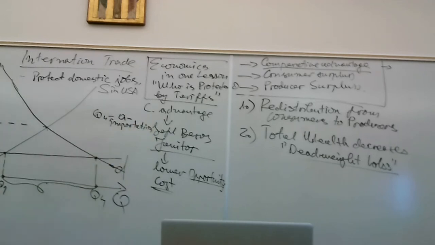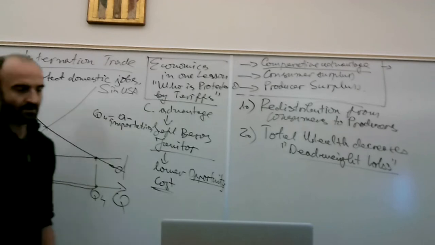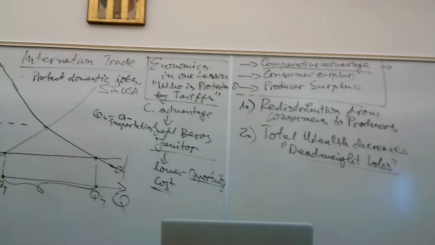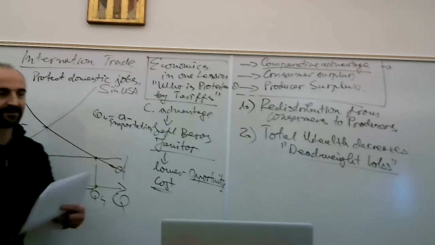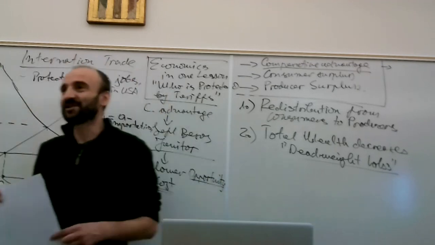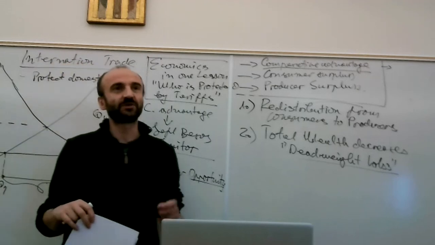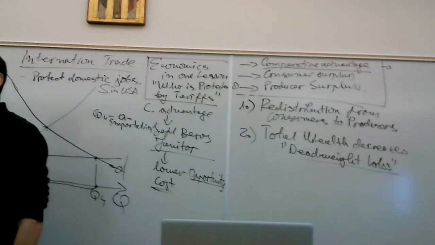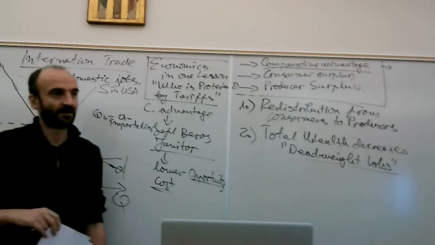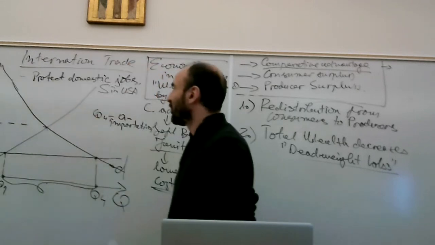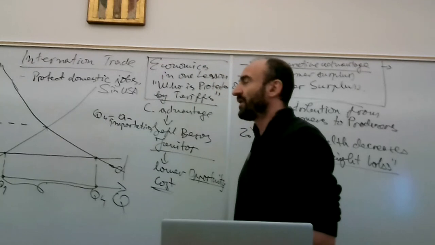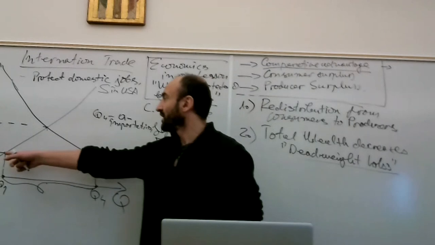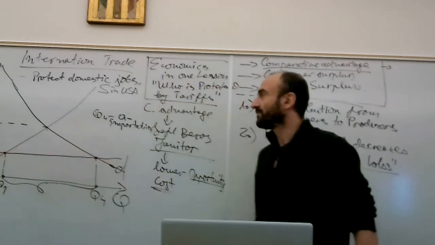Now, consumer and producer surplus. What are these? Difference in the consumer surplus. Difference between what? Exactly. So the consumer surplus is the difference between the maximum price that the buyer is ready to pay and the real price that he pays. So then what is the consumer surplus that American buyers of steel derive from buying the steel at price P1?